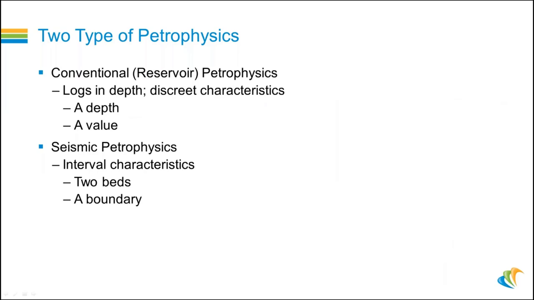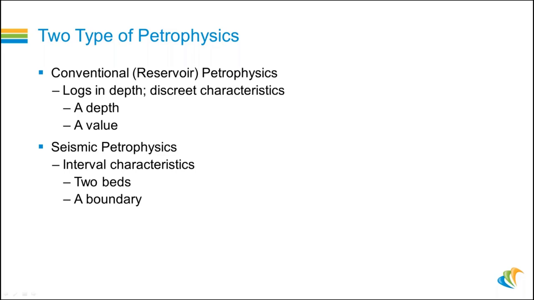And we can define another type of petrophysics. We call it seismic petrophysics. In seismic petrophysics, we are mainly interested in the boundary between two layers. You know that what seismic sees is the boundary, the difference between the overburden and the reservoir layer. So seismic petrophysics is the petrophysics approach that looks at the interval characteristics, not at each depth and each value. For that, you need two beds and one boundary, and seismic petrophysics can see that boundary.